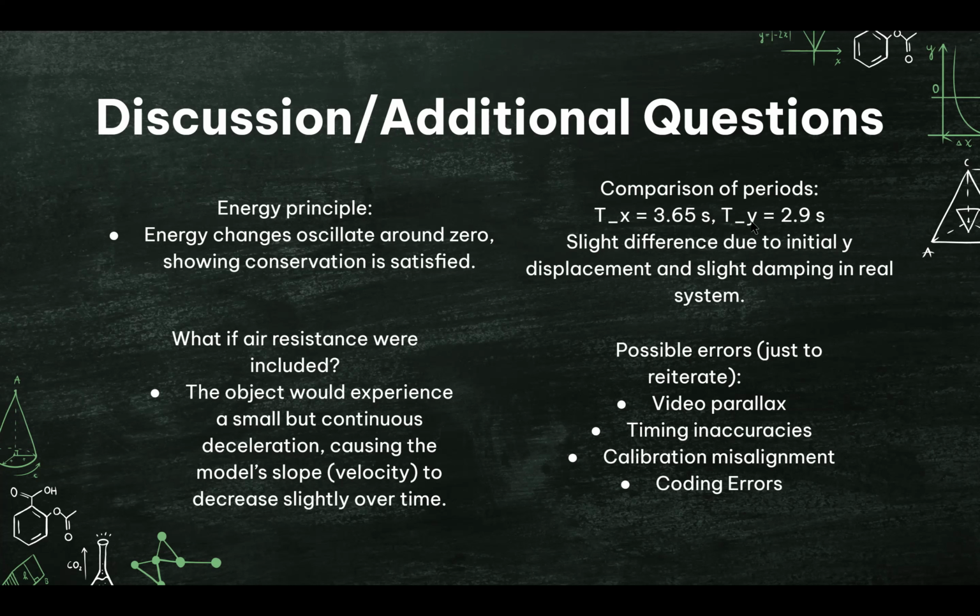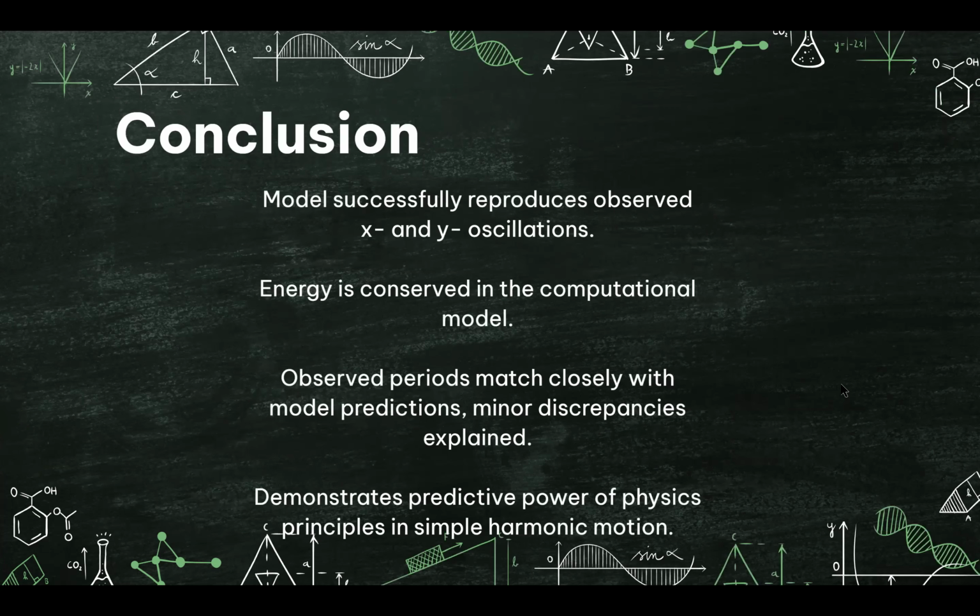And for the comparison of periods, for the X position, it was roughly 3.6 seconds, and for the Y position, it was 2.9 seconds. There is a slight difference due to initial Y displacement and slight damping in the real system. Also, the origin in which we put our calibration affected that as well. And then just to reiterate, some possible errors were the video parallax, timing inaccuracies, calibration misalignment, and coding errors.